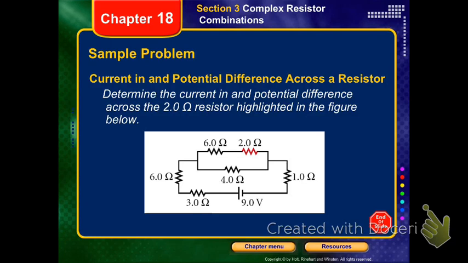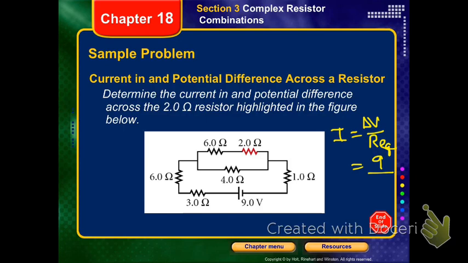What do you want to do? First, determine the total current. What is the formula for current? I equals delta V over REQ. I is delta V over equivalent resistance. Delta V is what? Volts. So it's your 9. That's our 9 volts.